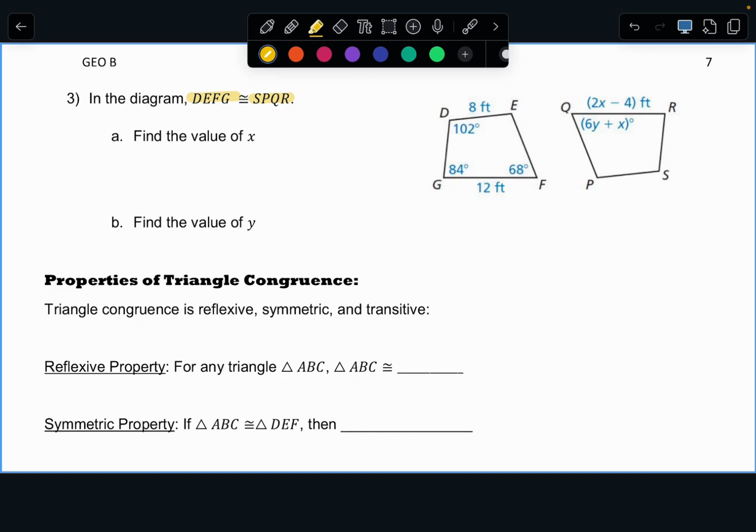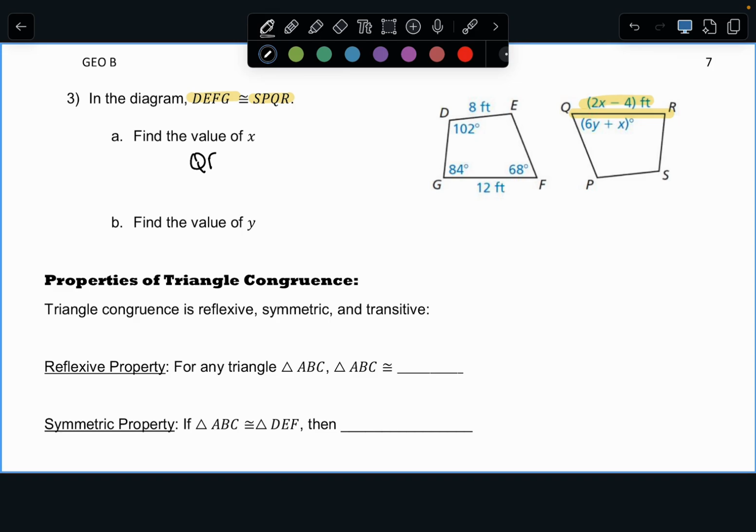Okay? We are told DEFG is congruent to SPQR. We have to find the variables. There's one like this on your homework. There's one like this on your exit ticket today. There's one like this on your test. I'd pay attention. Let's first, it says find X. Let me just find X in my picture. X is right here. It represents segment QR.